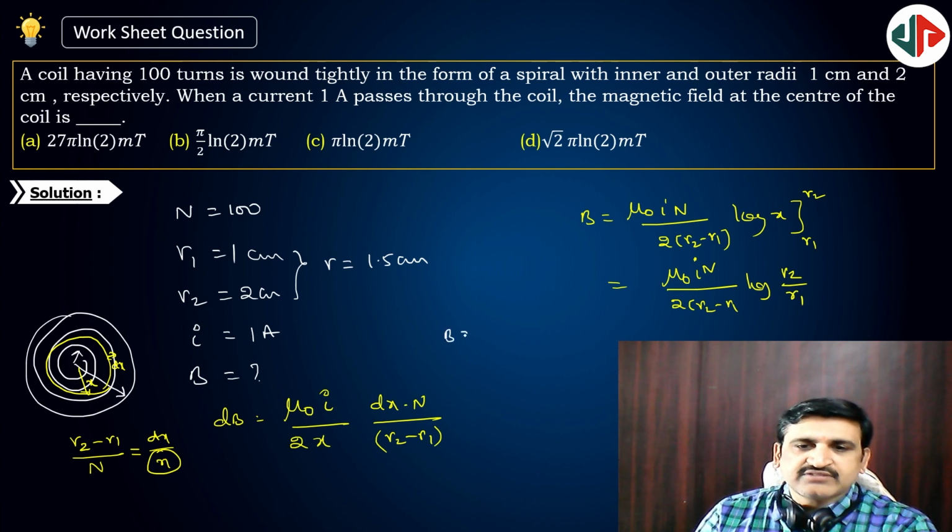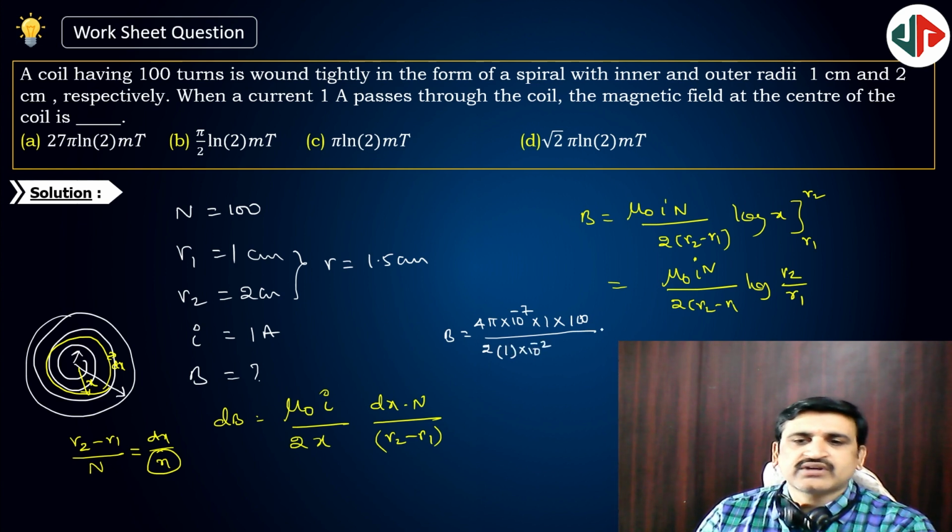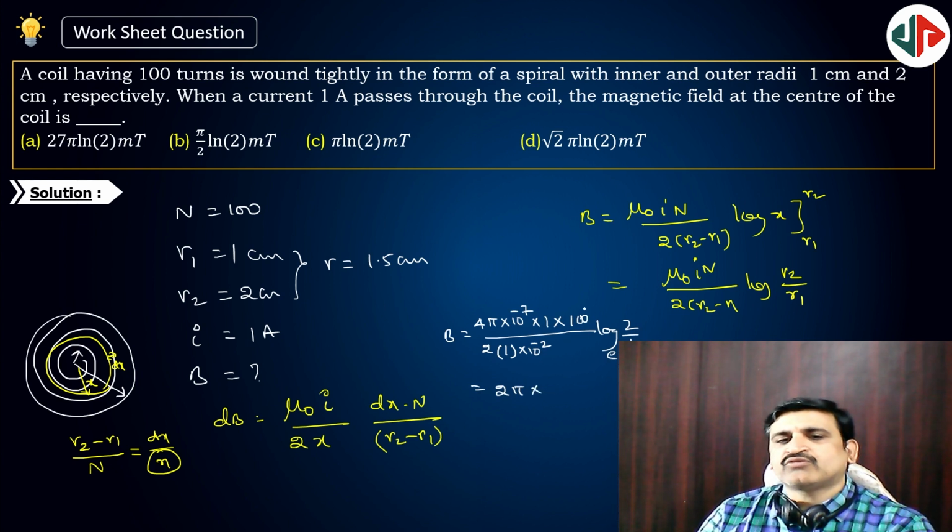B is equal to mu naught, 4 pi into 10 to the power of minus 7, current I is 1 ampere, number of turns 100, by 2 into R2 minus R1. R2 minus R1 is 1 centimeter, 10 to the power of minus 2, into log with base e of R2 by R1, which is 2 by 1. The units will cancel, so it is log 2 with base e. The other things can be simplified: 2 pi into 10 to the power of 4 and 10 to the power of minus 3, into ln of 2.